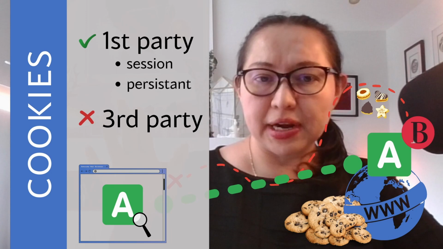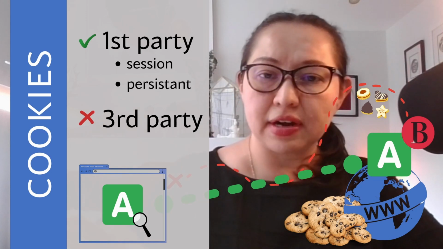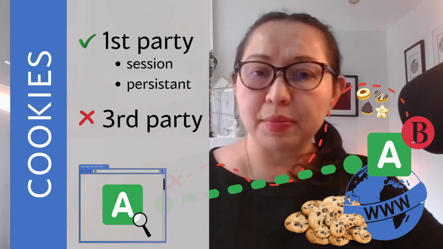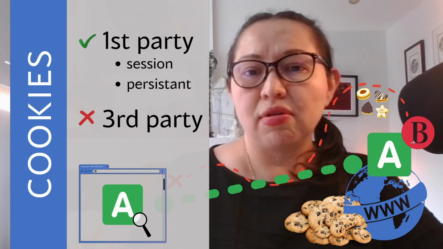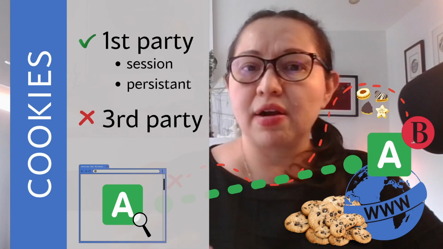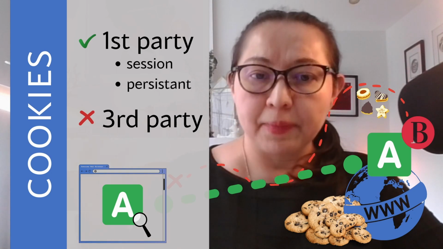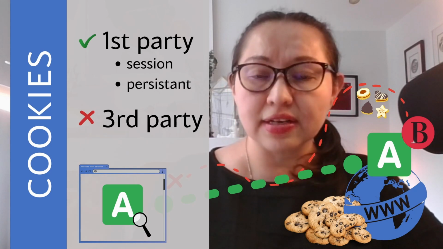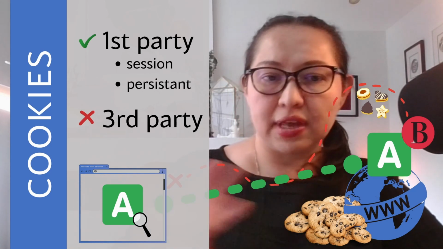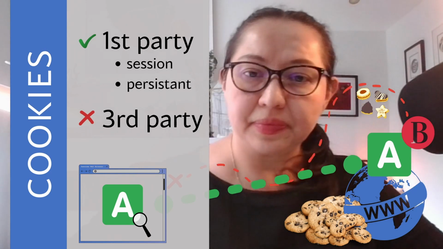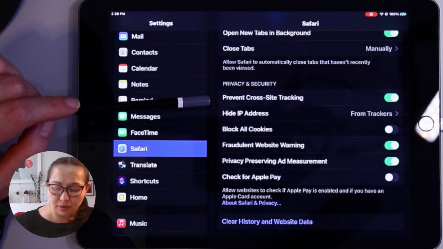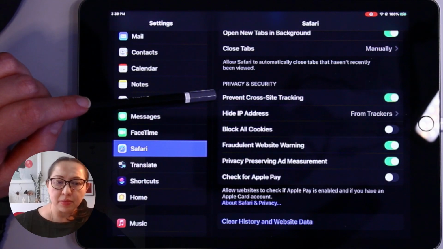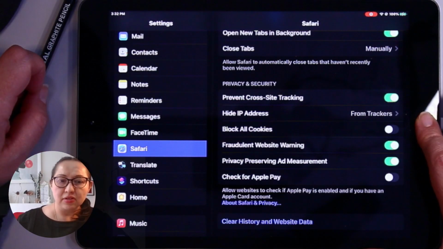To recap, session cookies disappear as soon as we close the browser. Persistent cookies have an expiration date and they will remember the language that we chose, or the shopping cart if we're doing some shopping, or our wish list if we are placing items there. Third-party cookies are the site trackers or cross-site trackers, and these are the cookies that we don't need to accept. And if you remember, in our settings we already said prevent cross-site tracking. So this is gonna prevent most of those third-party cookies.